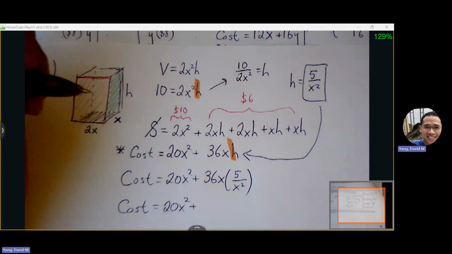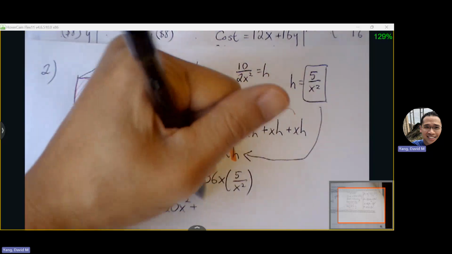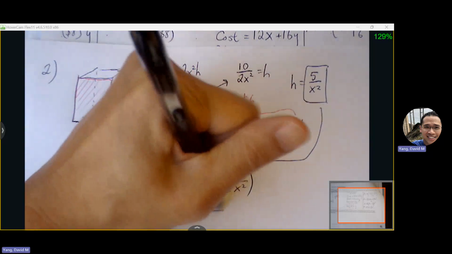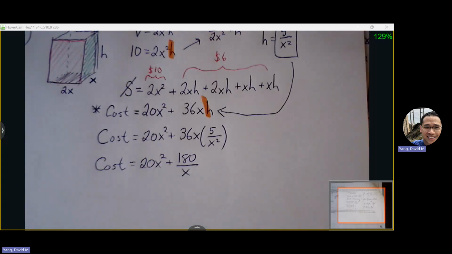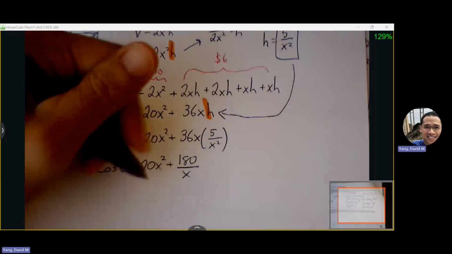Okay, use your calculator. 36 times 5 is 180 divided by x. x and x squared cancel out. There's an x left below, but I'm going to bring it up to the top to get it ready for power rule.